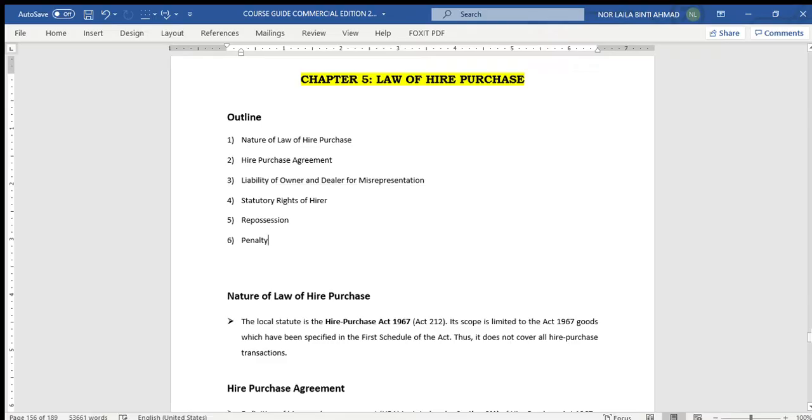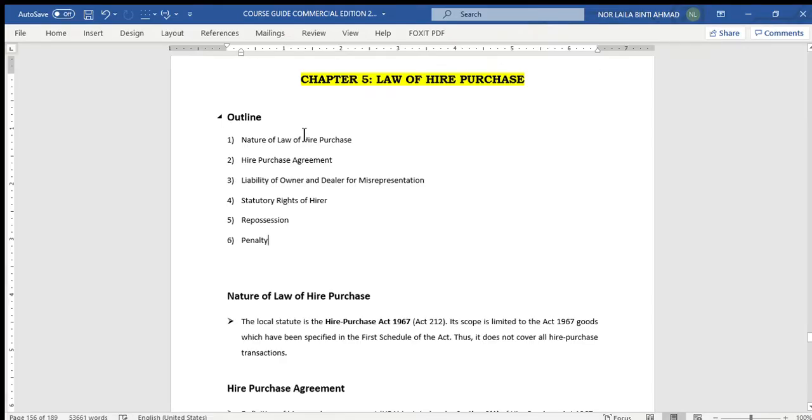So class, we have to hold the topic of law of agency because the topic of hire purchase will be asked in your second assignment later. Okay. Alright, so these are the outlines for hire purchase.